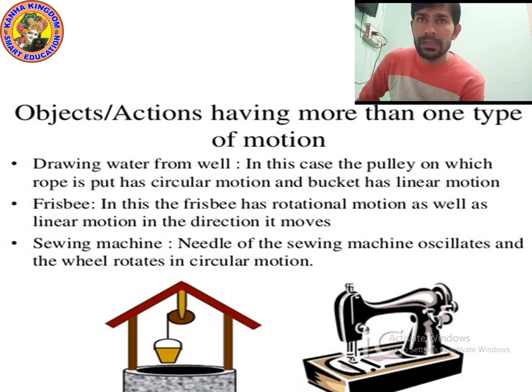So in the case of the pulley, it will rotate. Yes, the pulley will rotate. So the pulley is showing rotatory motion, or you can say the pulley is showing circular motion, because in this case the pulley on which the rope is put has circular motion.